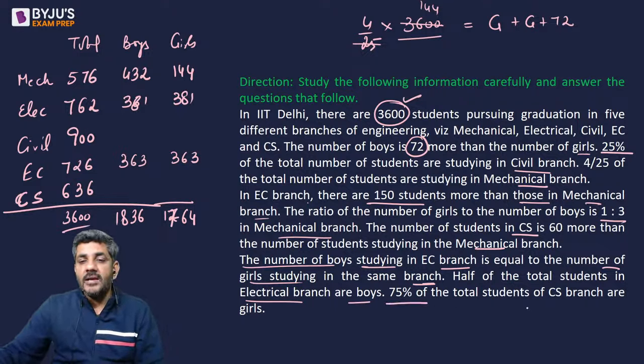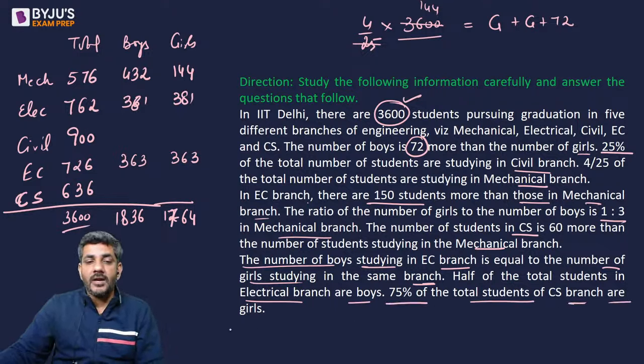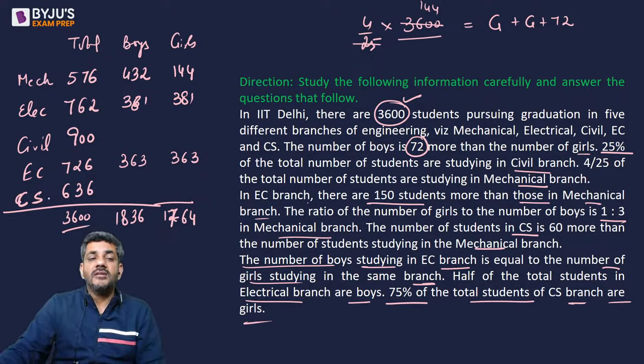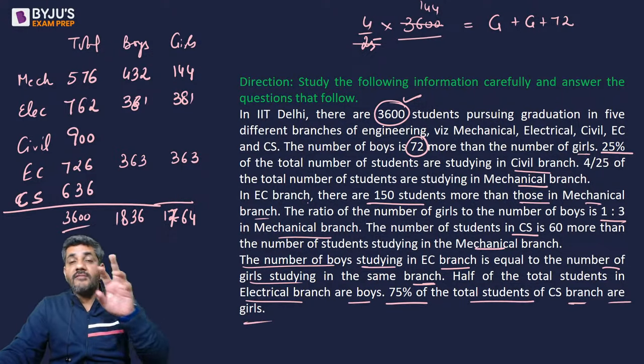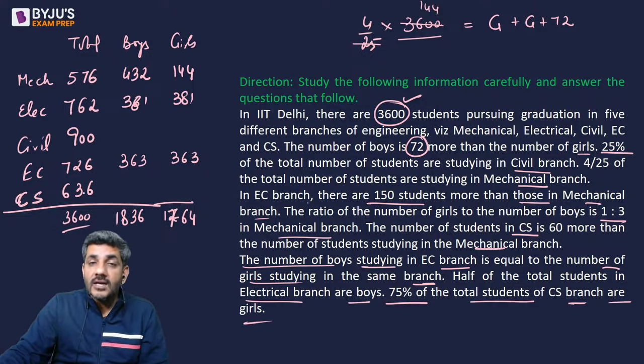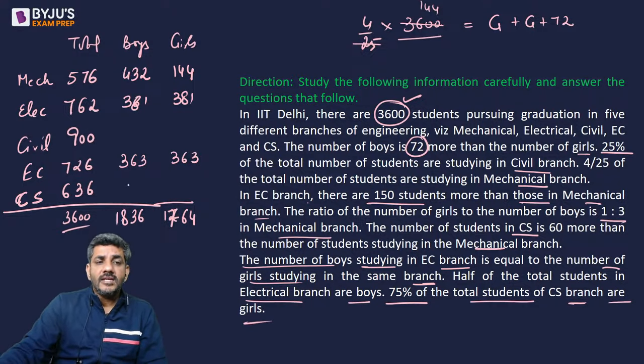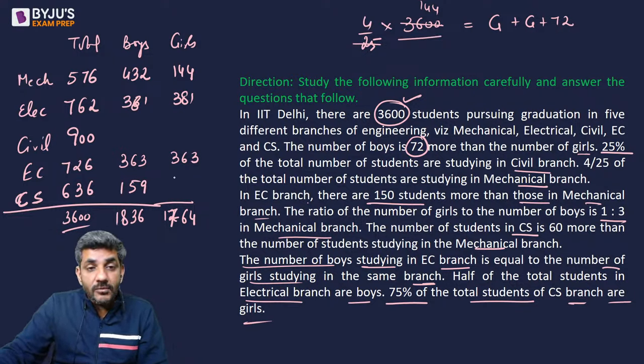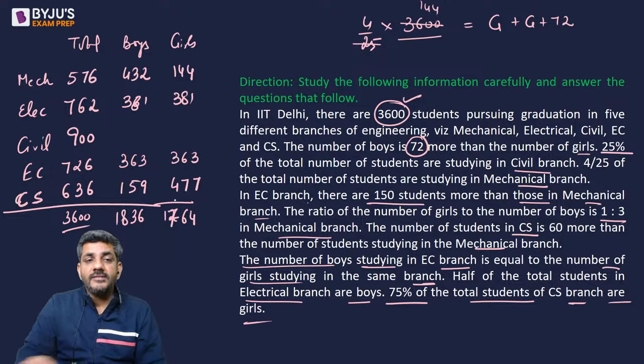एंड 75% ऑफ द टोटल स्टूडेंट्स ऑफ सीएच ब्रांच आर गर्ल्स. सीएच ब्रांच का 75% गर्ल्स है. 75% का मतलब है 25% बॉयज है, तो 1/4 करना मेरे लिए ज्यादा आसान है. 1/4 आ जाएगा इसका 159, तो 159 बॉयज है, तो बाकी गर्ल्स है जो कि इसका ट्रिपल हो जाएंगी, 3/4. So they would be 477.